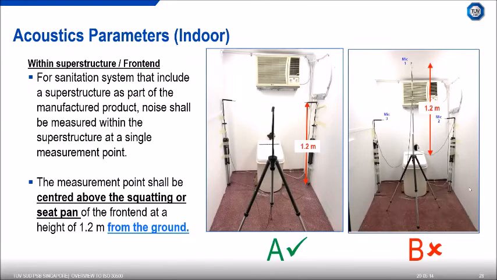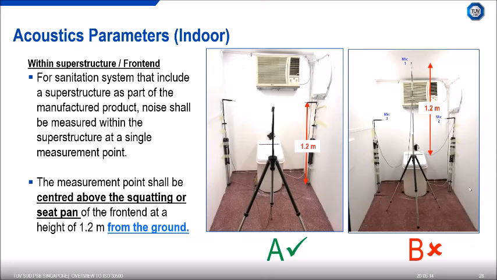So for the front end, the requirement is just a single point measurement above the squatting or sitting pan, 1.2 meters above the ground. As you can see on picture A, this is the correct setup. There's a common mistake for people using picture B because they interpret it as 1.2 meters above the seat pan, which as you can see in B is not correct.